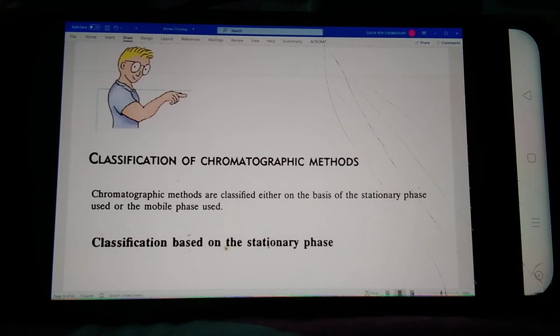The classification of chromatography is based either on the stationary phase or on the mobile phase. With respect to the stationary phase, they can be classified, and with respect to the mobile phase, they can be classified. Let us take one by one, and the syllabus of the entire subject will also become clear from this classification. Let us take the stationary phase first.